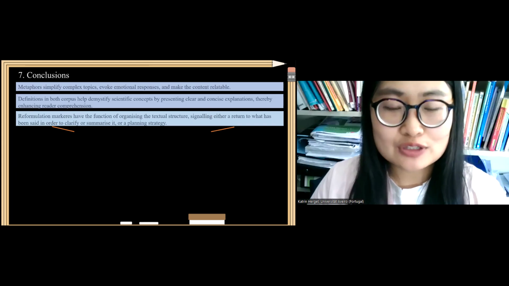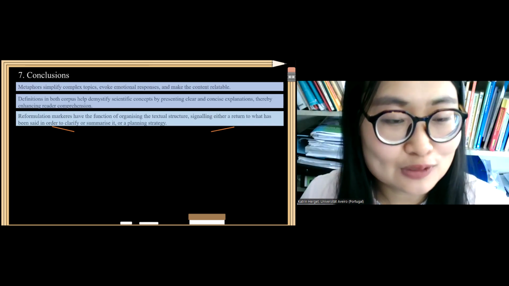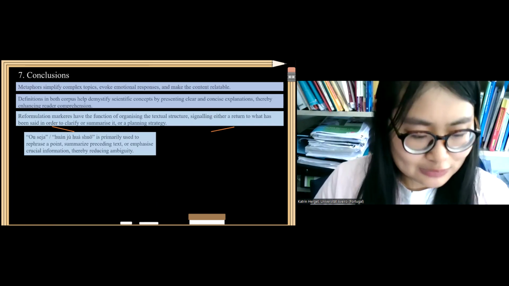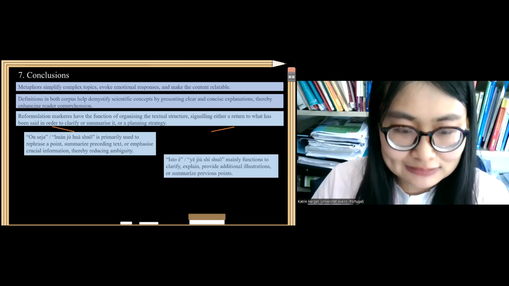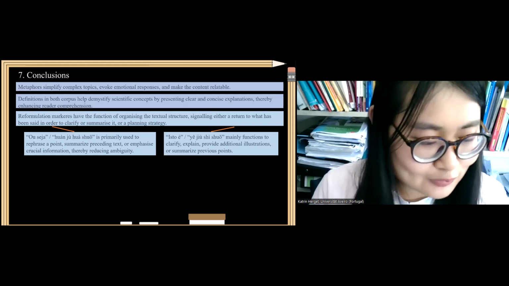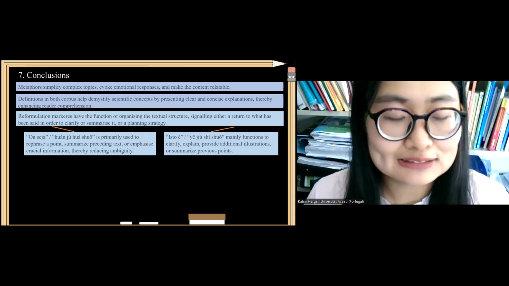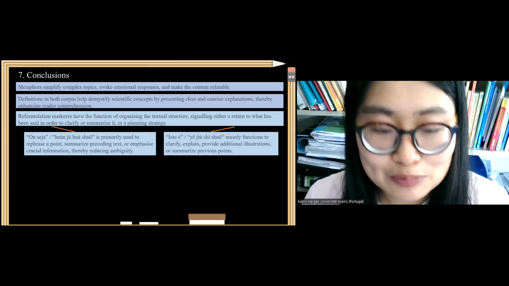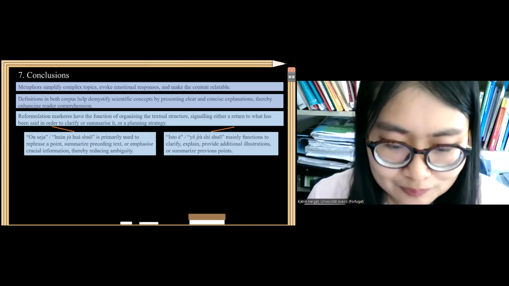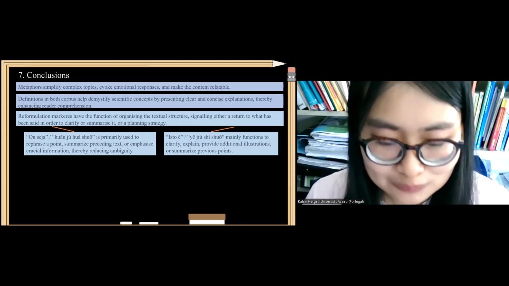Reformulation markers have the function of organizing the textual structure, signaling either a return to what has been said in order to clarify or summarize it, or a planning strategy. Reformulation markers in both Portuguese and Chinese texts, such as "ou seja" and "ye jiu shi", perform similar functions. "Ou seja," translated as "in other words," is used to rephrase a point, summarize preceding text, or emphasize crucial information, thereby reducing ambiguity. Conversely, "ye jiu shi" mainly functions to clarify, explain, provide additional illustration, or summarize previous points.